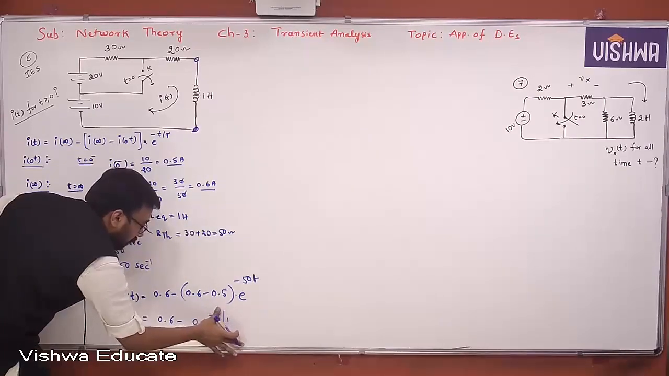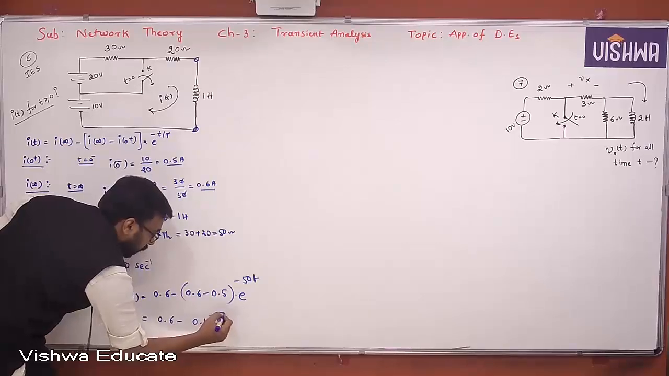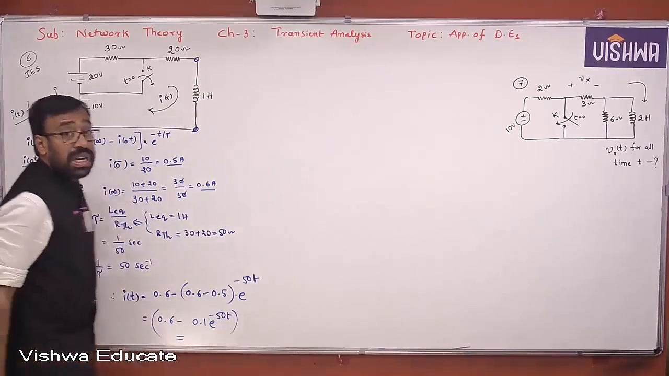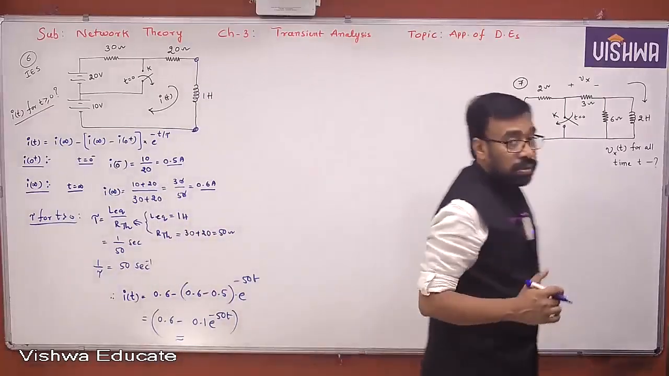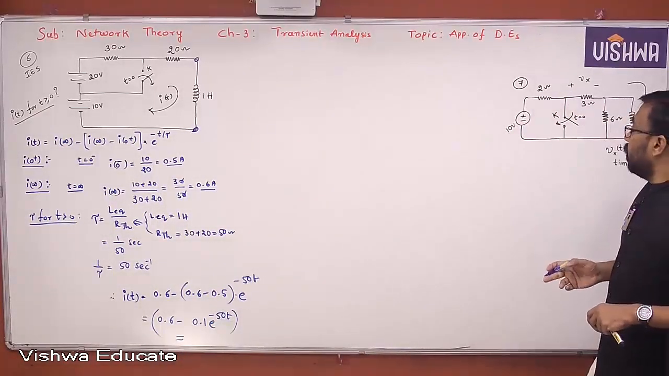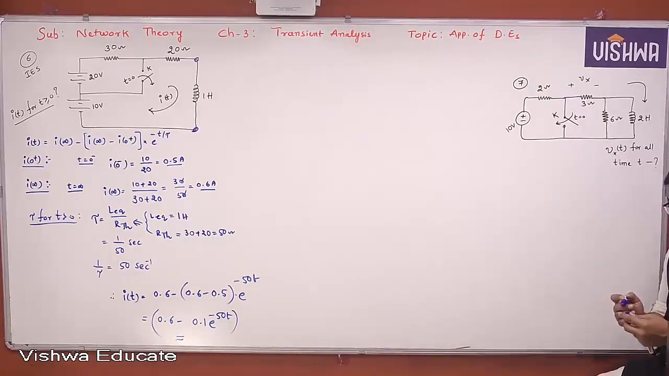Minus t by tau is nothing but how much here? So you got 50t, minus 50t. This is what your response is. Is it clear, all of you? Okay. So therefore, please note down quickly. Then we will move on to another problem here, the seventh problem. Please quickly complete that.